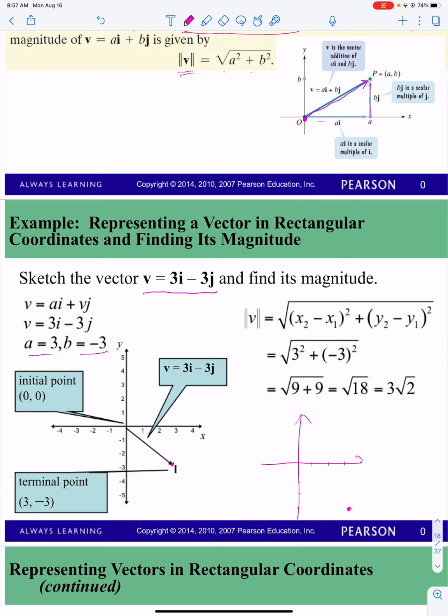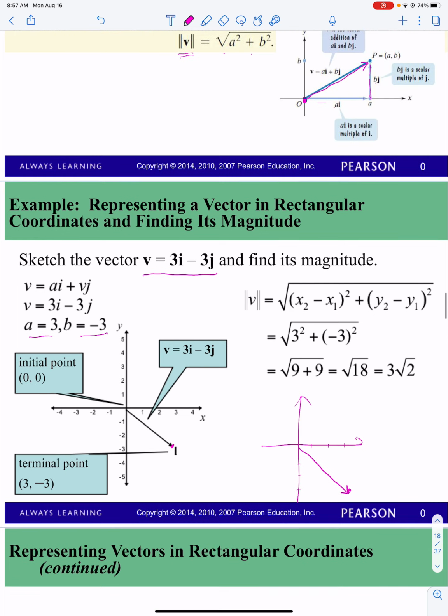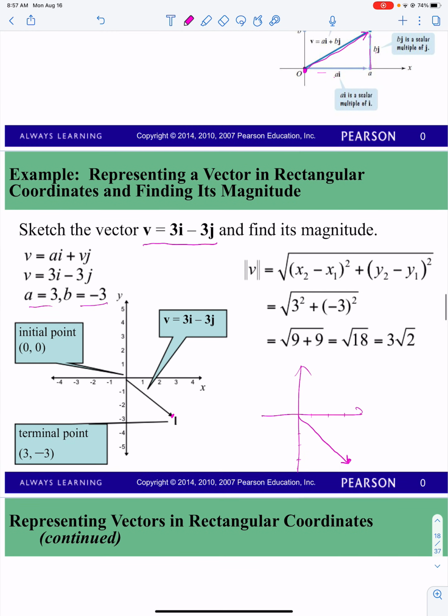So what will the vector be? You connect this point with the origin and give it a direction. This will be the direction, and this is the vector. What will the magnitude be? The magnitude is the square root of a squared plus b squared. So you do not need the (0, 0) anymore, because you know it is the square root of a squared plus b squared. So the square root of 3 squared plus 3 squared, the square root of 18, which is 3 square root of 2. Okay?